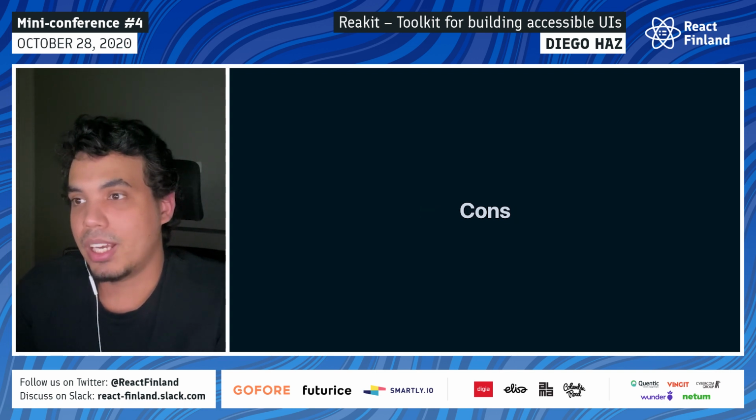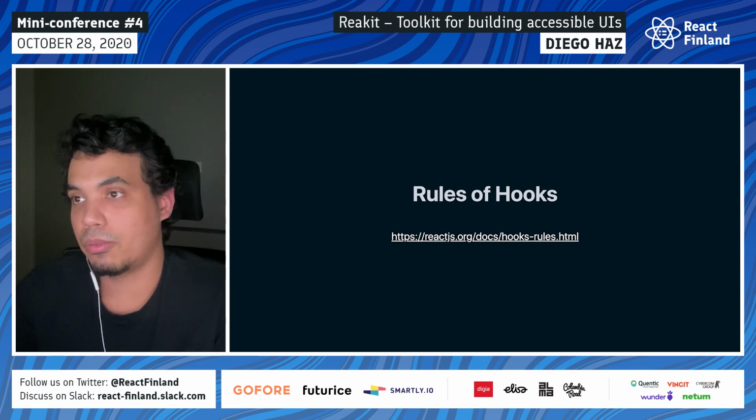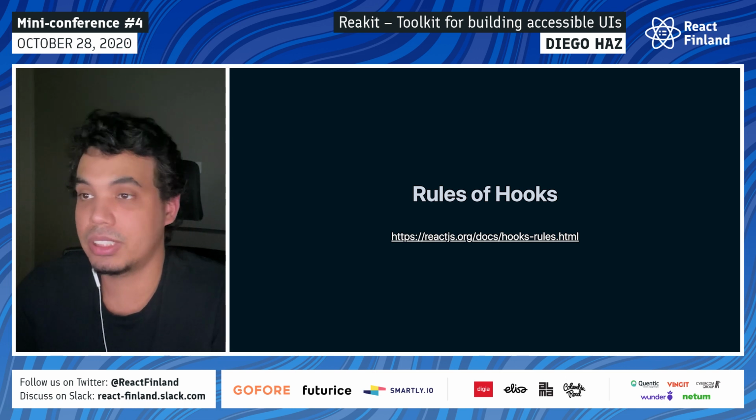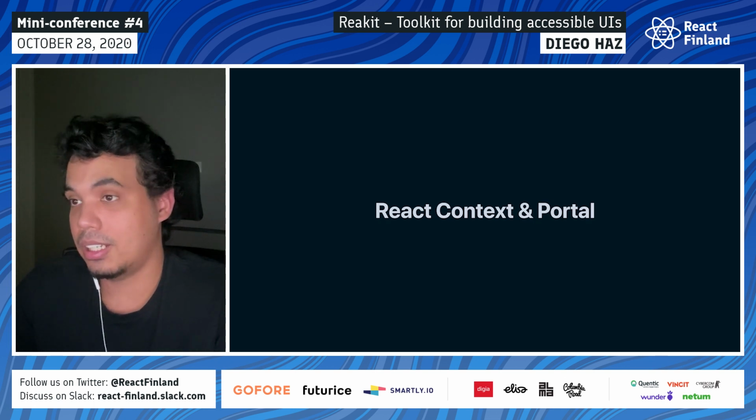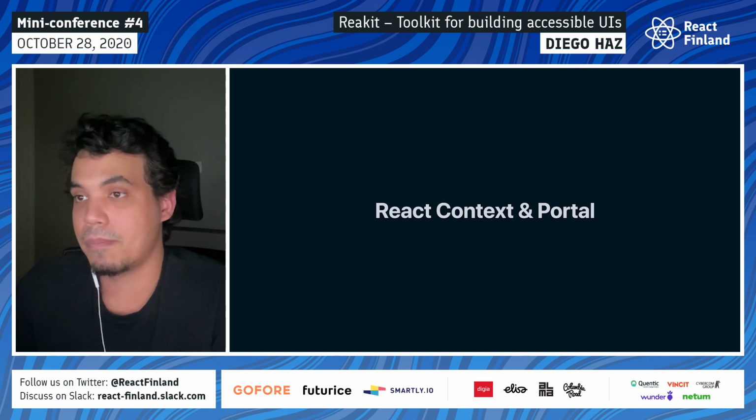Well, and now we have the cons of this approach. So the first one is the rules of hooks. Unlike components, we can't use hooks within conditions or dynamic loops. And because by design we can only return props and not components, we can't make use of React context or React portal because they need components. And also, we can't use things like styled components in our component hooks.